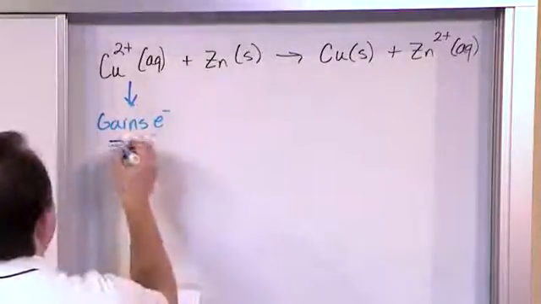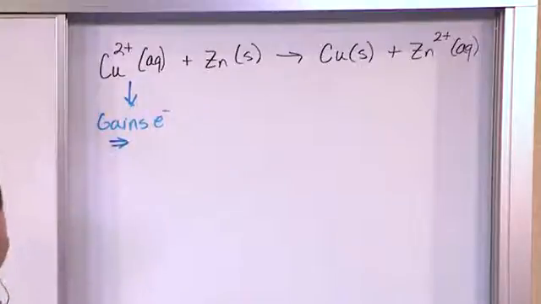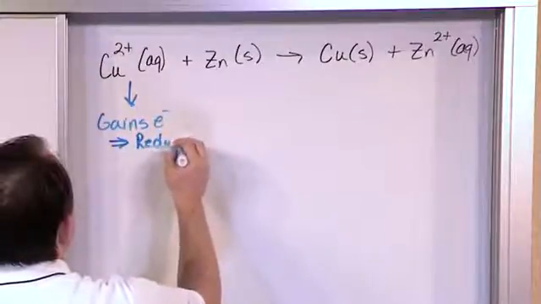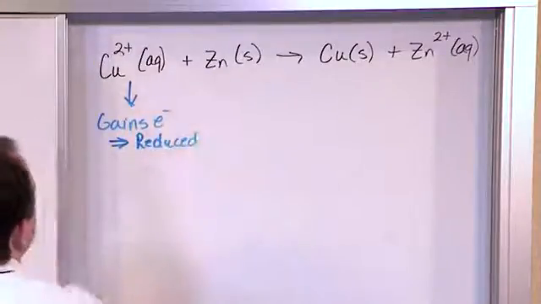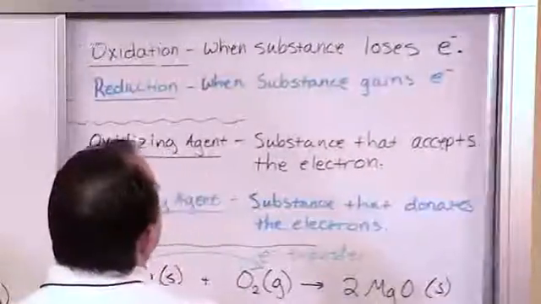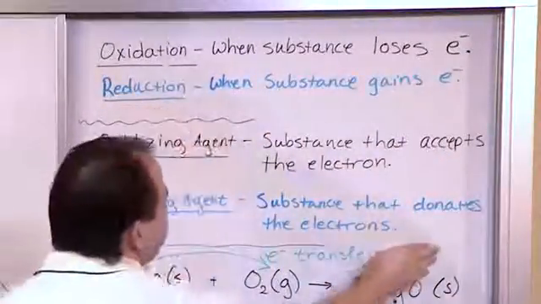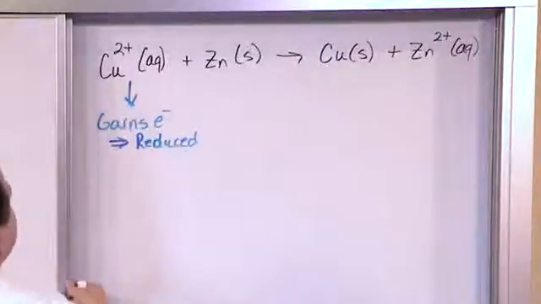So because it's gained electrons, what do you think is going to happen? Oxidation or reduction? When something gains electrons, we say that it's reduced, or that it's undergone reduction. Make sure that you're comfortable with that. When something gains electrons, we say it's reduction or reduced. Okay, so that's all we've done there.